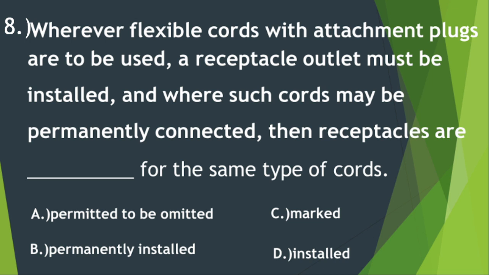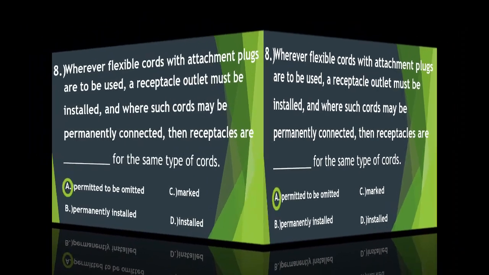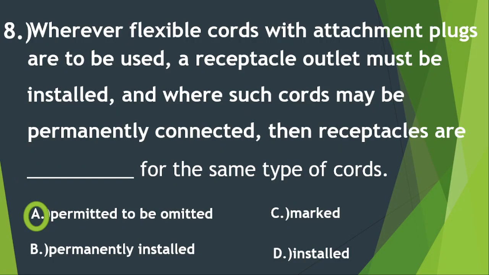Number 8. Wherever flexible cords with attachment plugs are to be used, a receptacle outlet must be installed, and where such cords may be permanently connected, then receptacles are blank for the same type of cords. A. Permitted to be omitted. B. Permanently installed. C. Marked. D. Installed. Correct answer is A. Permitted to be omitted.